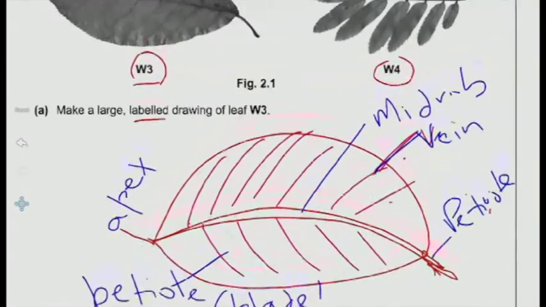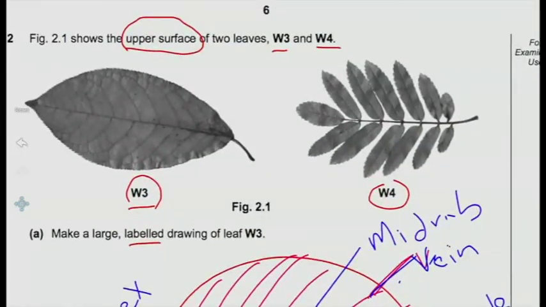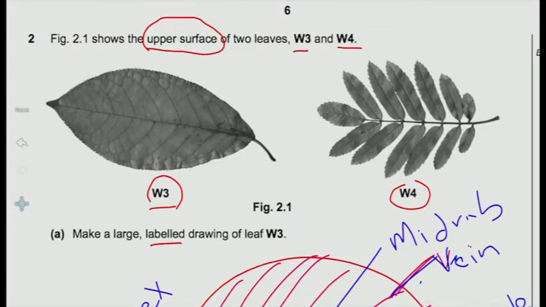Let's look at the next part of the question. But before I go there, because in the next part of question 2, that's 2b, we'll be looking at the differences between W3 and W4. Let's look at them before we get to the actual question. Look at the sides of the leaf. It's serrated in both of them.